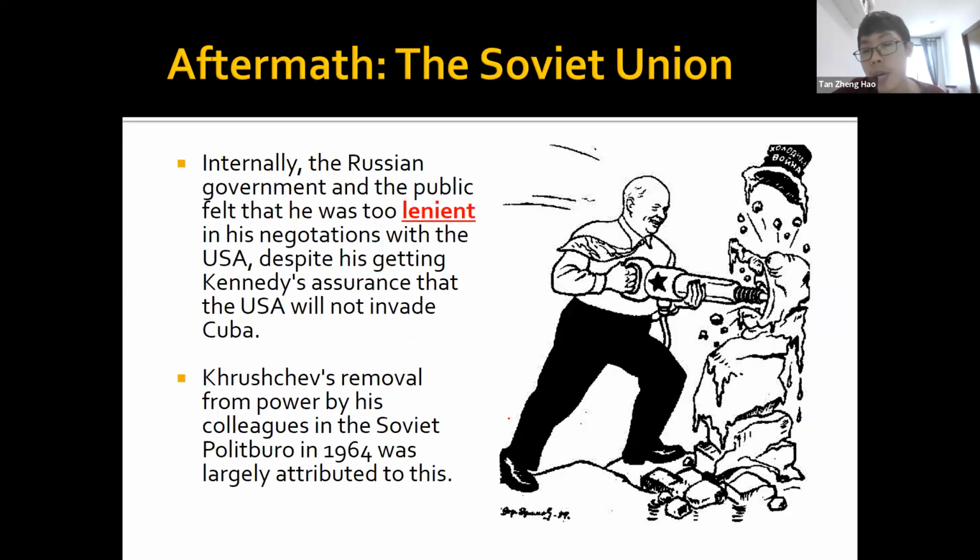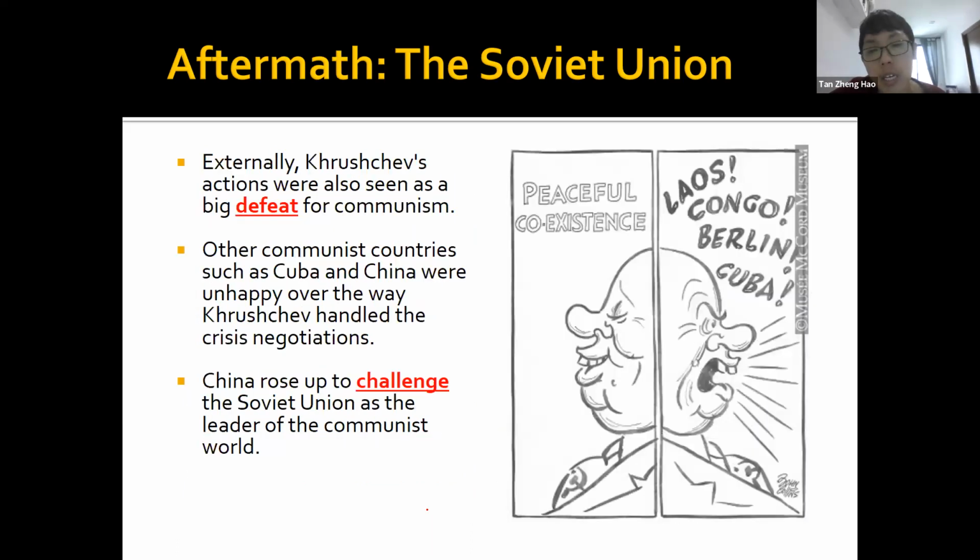Many people in the USSR thought Khrushchev was very weak, very lenient, and eventually Khrushchev was removed from power by his colleagues. A large part of it was because of how he handled the Cuban Missile Crisis. He appeared too weak and too willing to negotiate with the USA, which was the enemy at the time. So for Khrushchev, it was a very big defeat for him personally.